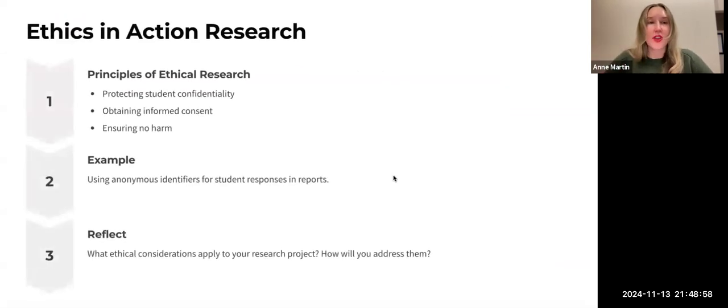Another thing I wanted to talk a little bit about is ethics in action research. Things you should be looking for in high quality action research: did the researcher mention how they protected student privacy and kept student information confidential? Did they obtain informed consent, or did they notify students? How did they do that? And what did they do to ensure no harm?